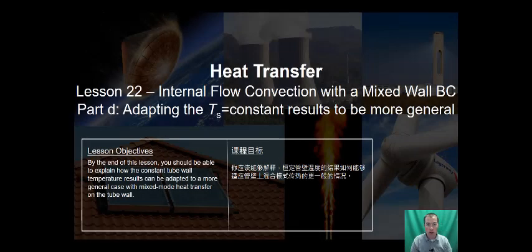This is the final part of the 22nd lesson in heat transfer. This lesson has been focused on analyzing internal flow convection heat transfer when fluids are flowing through tubes or ducts of constant temperature at the wall. In this final part of the lesson, however, we will look at how to adapt the results that we have for the constant tube wall temperature case to a more general case when there is some mixed mode heat transfer on the surface of the tube.